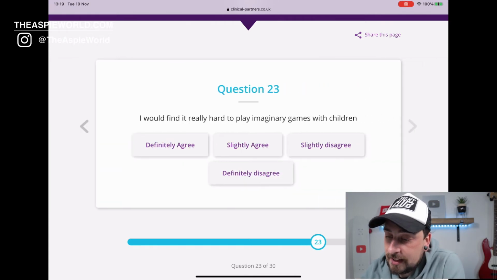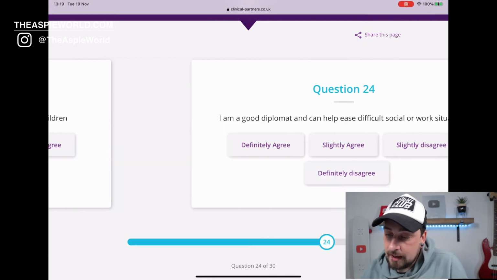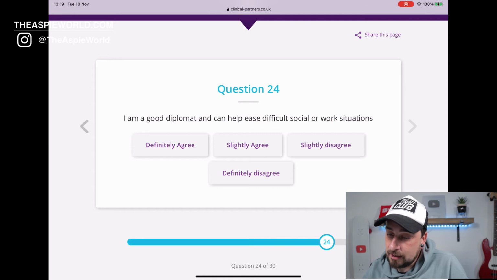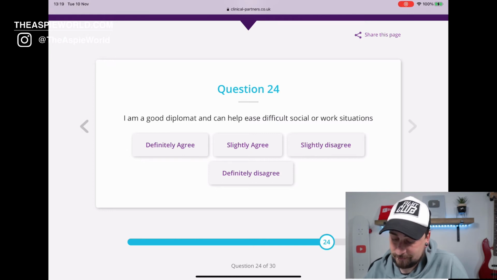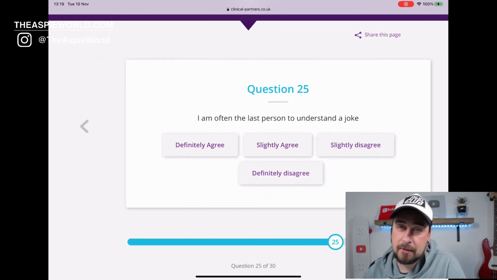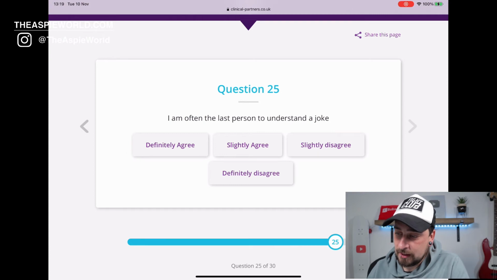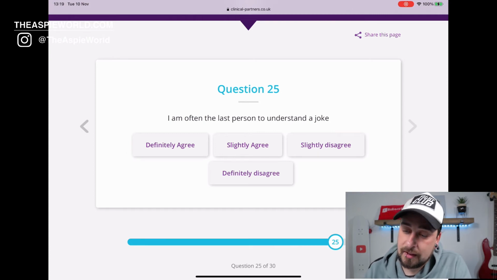I would find it really hard to play imaginary games with children. I definitely agree. I would find it hard, yeah. I'm a good diplomat and can help ease difficult social or work situations. No, I'll slightly disagree. I mean, I've been in situations like that before, but it's a difficult situation anyway, isn't it? I'm often the last person to understand a joke. Oh, I definitely agree.